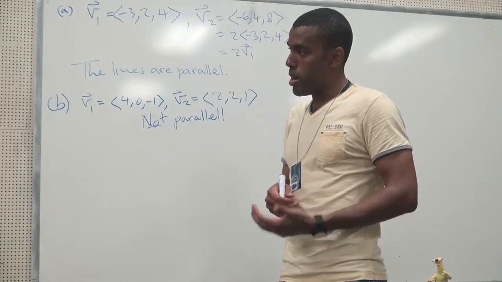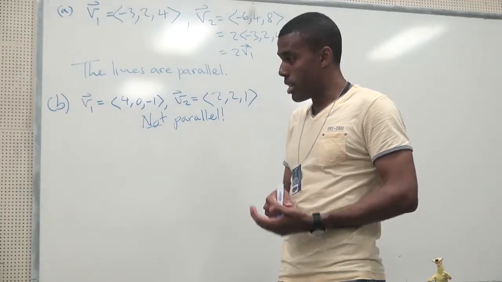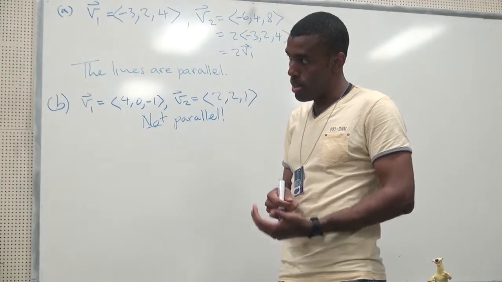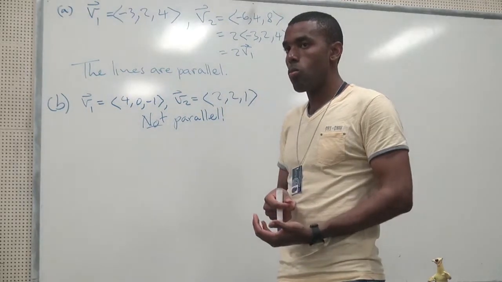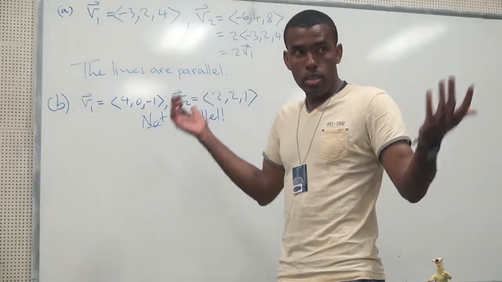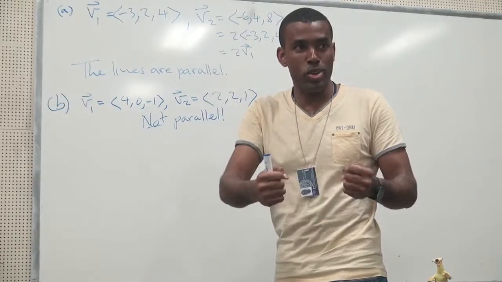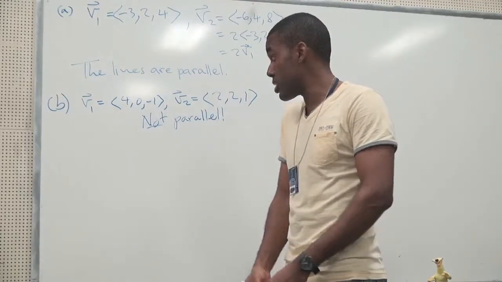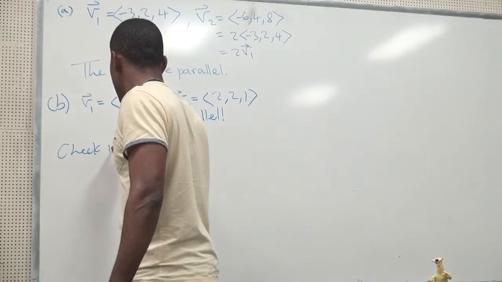It's sort of easy to check with parallel lines if they intersect or not, but with lines that are not parallel, it's more complicated. But how do you find intersection points in general? Set each component equal, right? They intersect if the x coordinates coincide at the same time the y coordinates coincide at the same time the z coordinates coincide. So let's do that. Check intersection.